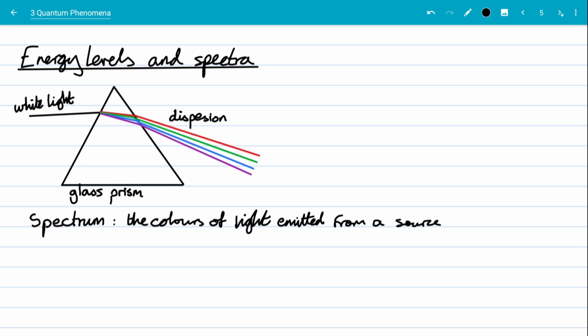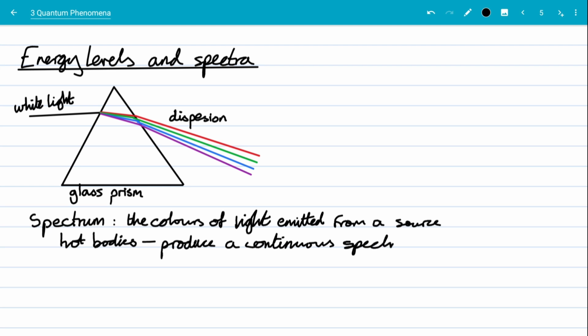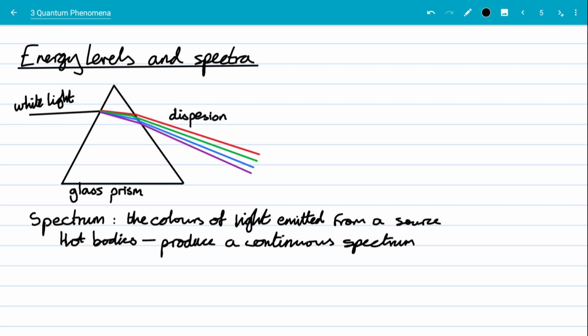So a white light spectrum emits all of the possible colors, but in this case, we're looking at quantum phenomena because there are certain excitation energies, and we get what's called a discrete spectrum. A hot body might produce a continuous spectrum. If you take a piece of metal and heat it up so it glows, you'll get a continuous spectrum. But what we've got here is the de-excitation of a body.